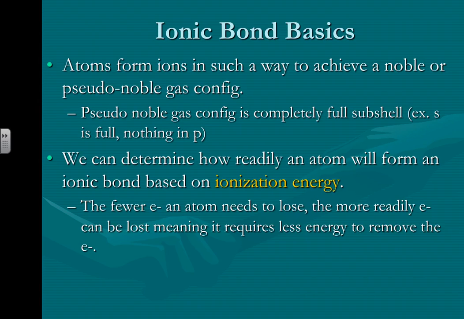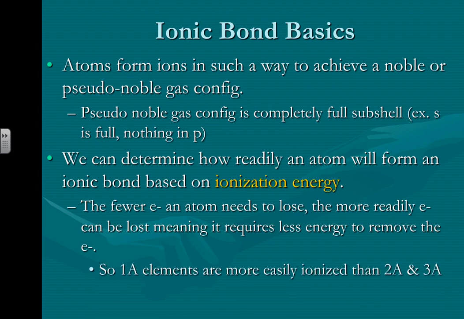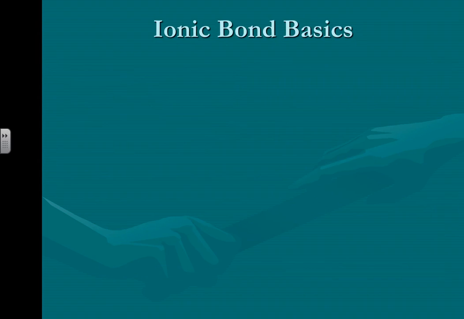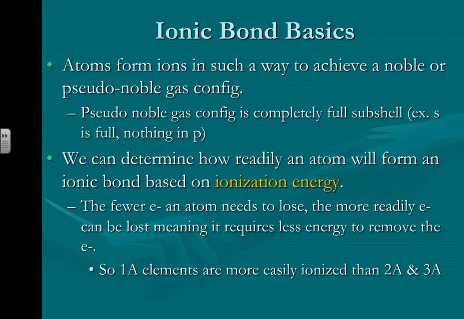So for instance, if you take a look at like lithium or sodium, they really want to form ionic bonds because they really want to lose those electrons. So they have a low ionization energy, which means that they really like to form ions. And then after that, they can form the bond. So 1A elements are more easily ionized than 2A and 3A. Which again means that 1A elements are more likely to form ionic bonds.